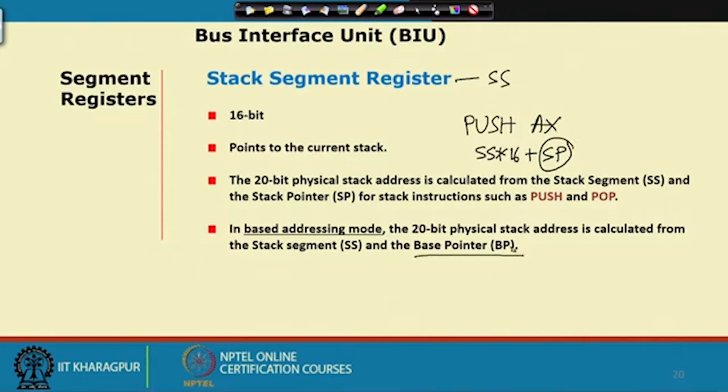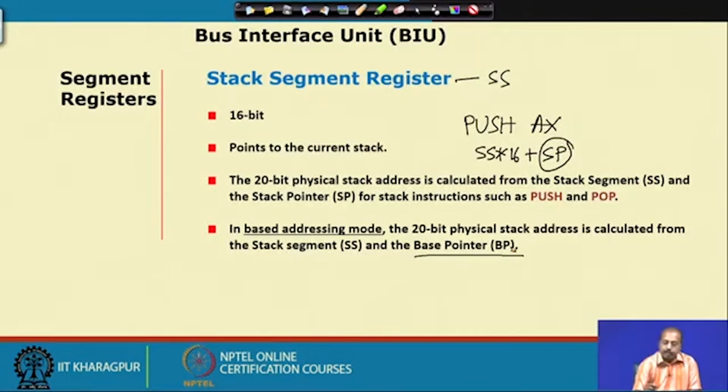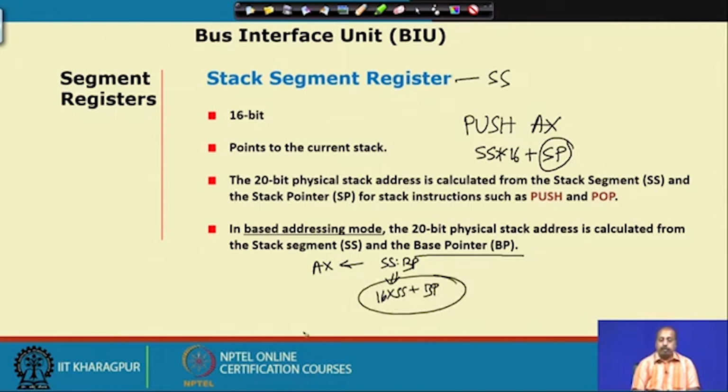And there is another register which is known as the base pointer or BP. This is also used in some instructions in a particular addressing mode, which is called based addressing mode. There it will be using this stack segment plus this base pointer. Suppose I want to get the content of the location pointed to by SS colon BP. We can have instructions for that purpose. Again, it is 16 into SS plus the BP. That particular memory location will be accessed and that content will be passed to AX.